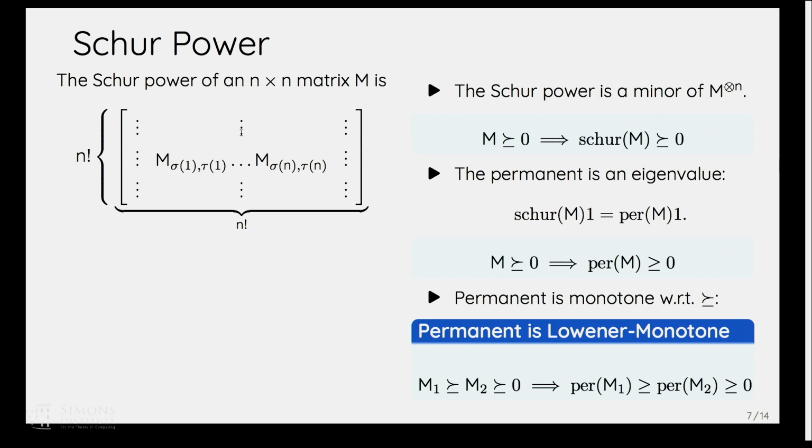So what that means is that if you have two matrices, M1 and M2, such that M1 is bigger than M2 in the Löwner order, then the permanent of M1 must be bigger than the permanent of M2. Again, the proof is exactly similar.